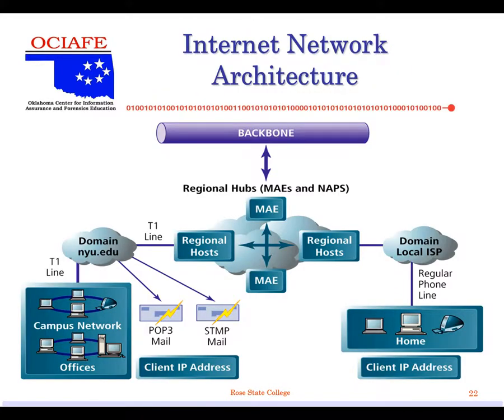Crazy stuff. Okay, we have the big backbone. We have these regional hubs. The closest large hub for us is up in Perry, Oklahoma. That's where Google is right now.